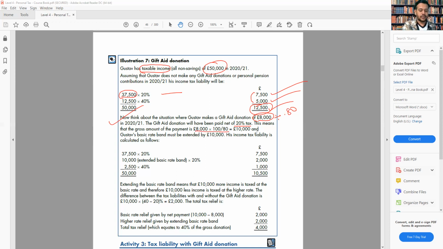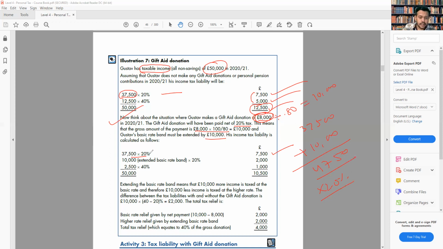Okay, that's very simple. We know this one. We have to gross it up, and Gustav's basic rate band must be extended by 10,000. So what will happen now? Let's have a look. The tax liability: 37,500 at 20% is 7,500. Now the basic band is extended by 10,000, so the next 10,000 I will still pay 20%. Before it was 37,500, and because I give 8,000 to the charity, which I gross up by dividing by 0.80 to make 10,000, I add this to the basic band. So my new basic band will be 47,500, and I'll pay 20% on that amount.